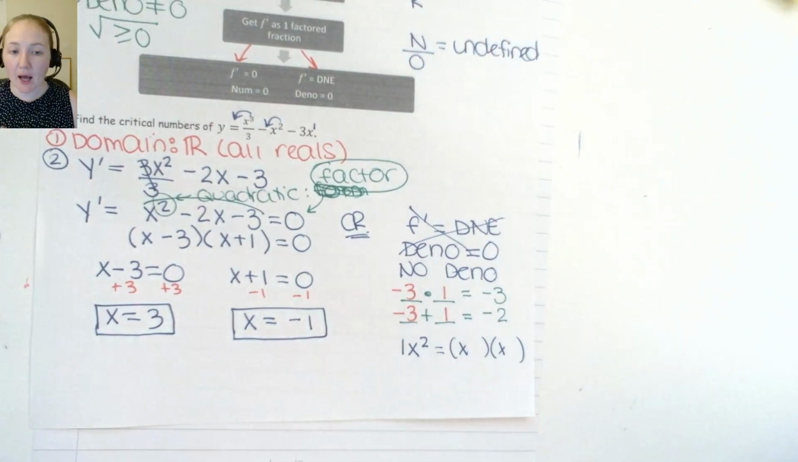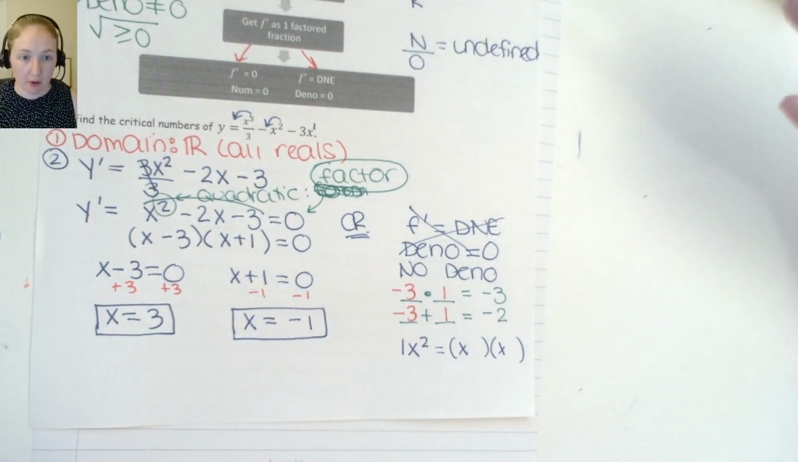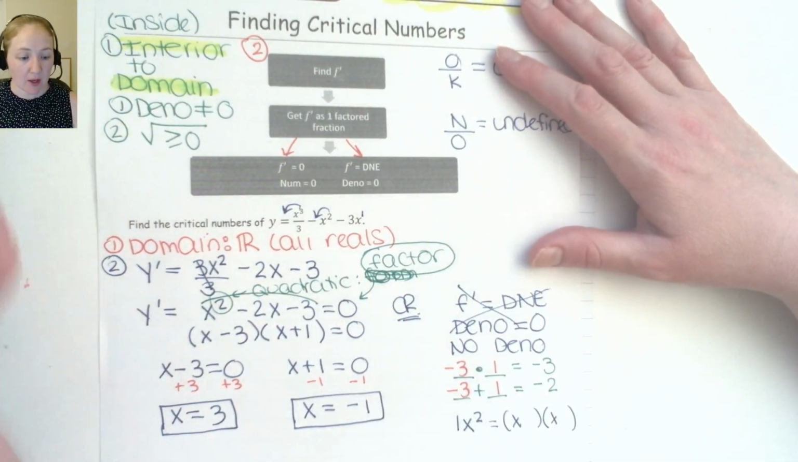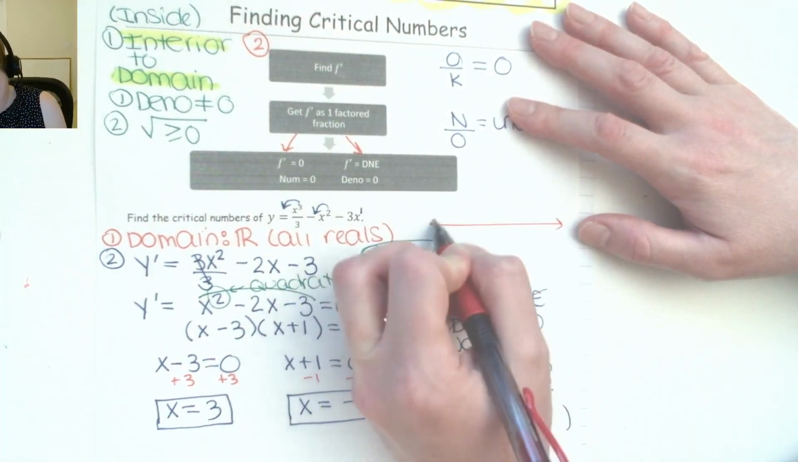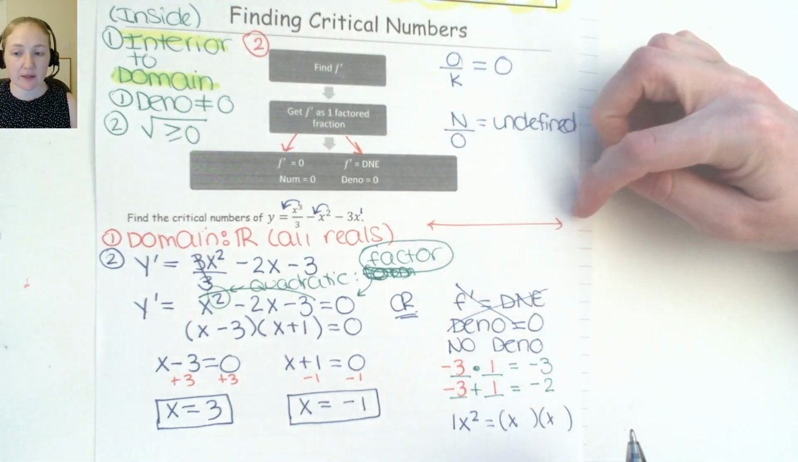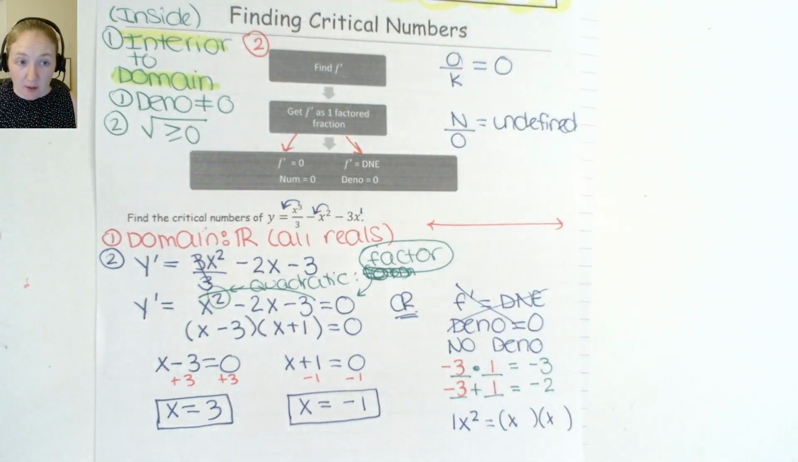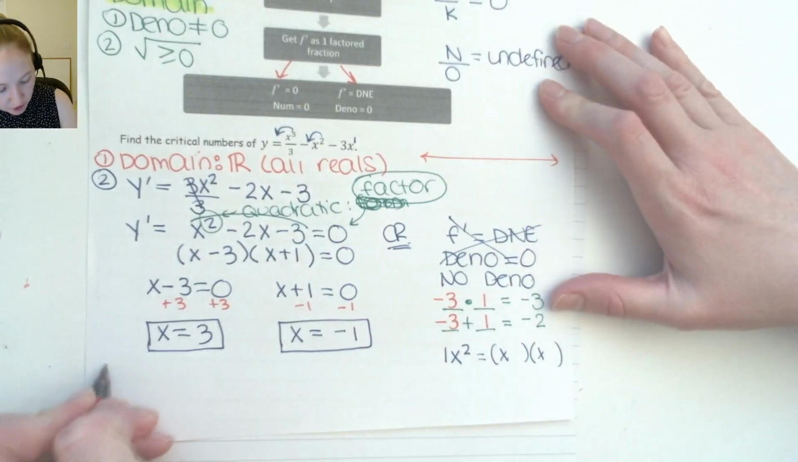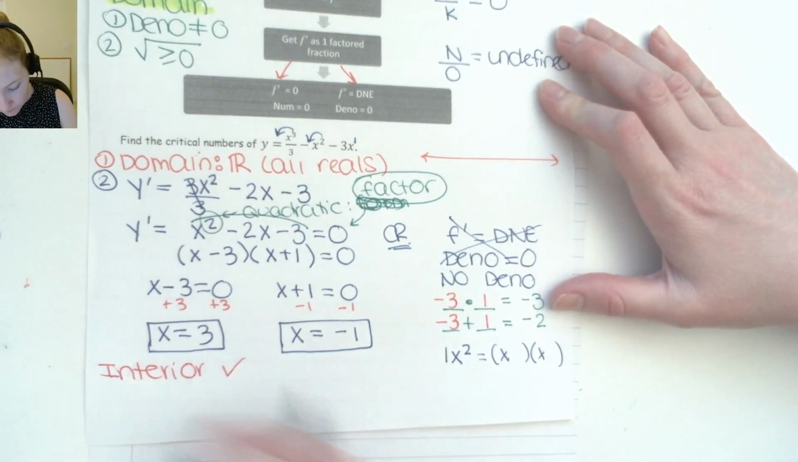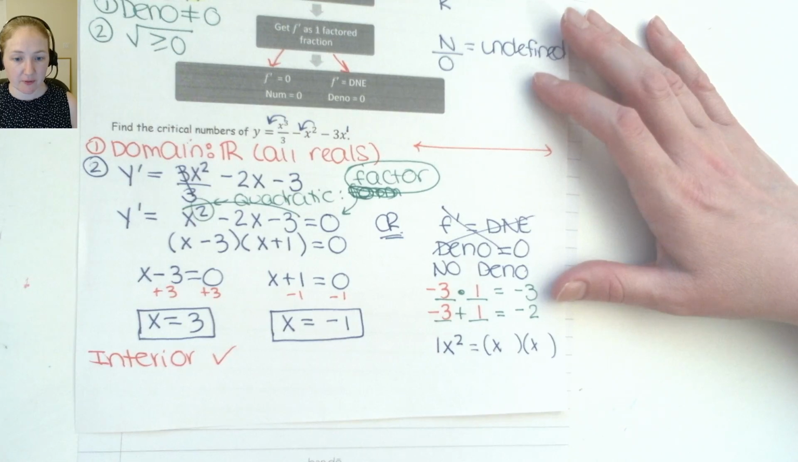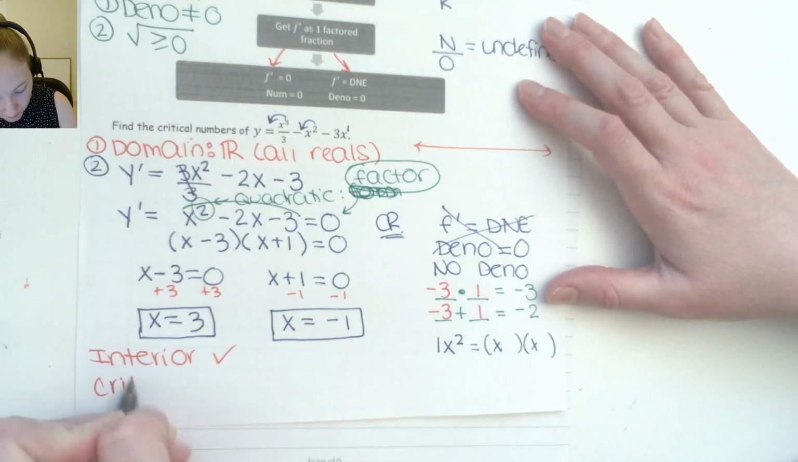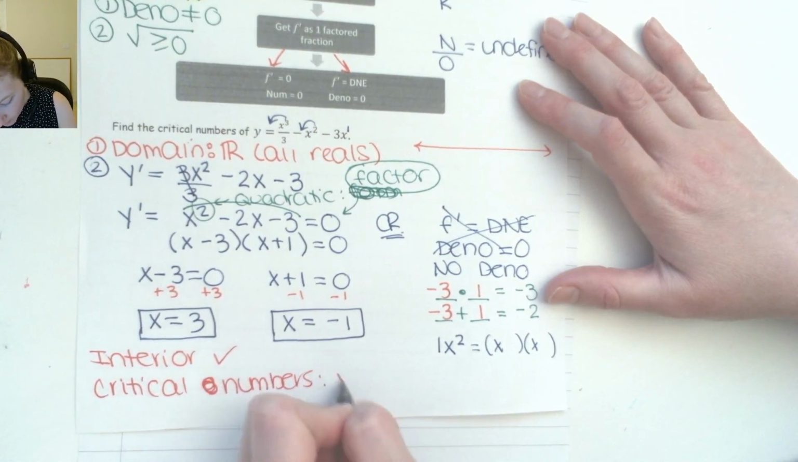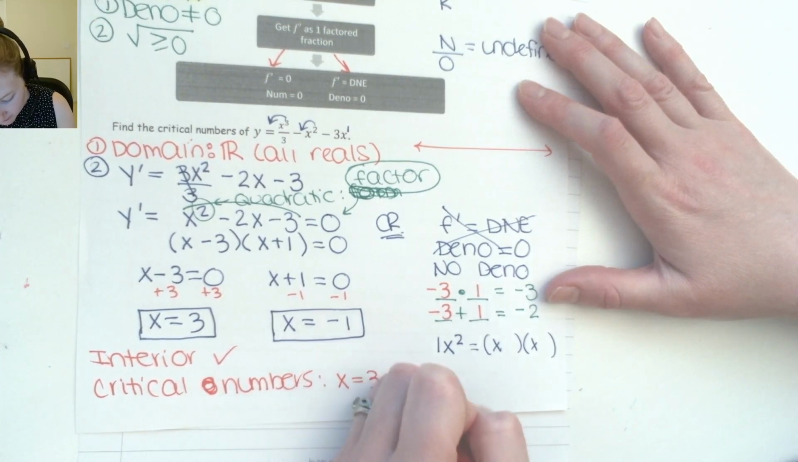Now, it's not enough to just set the derivative equal to 0. We have to double check that this critical number is interior to the domain. For this particular question, our domain is the real number system. It goes from negative to positive infinity. So every number, 3, -1, all those numbers will be inside of that real number system. So we just make a note that yes, these are interior, they're inside the real number system. And so that tells us that our critical numbers are x equals 3, x equals -1.